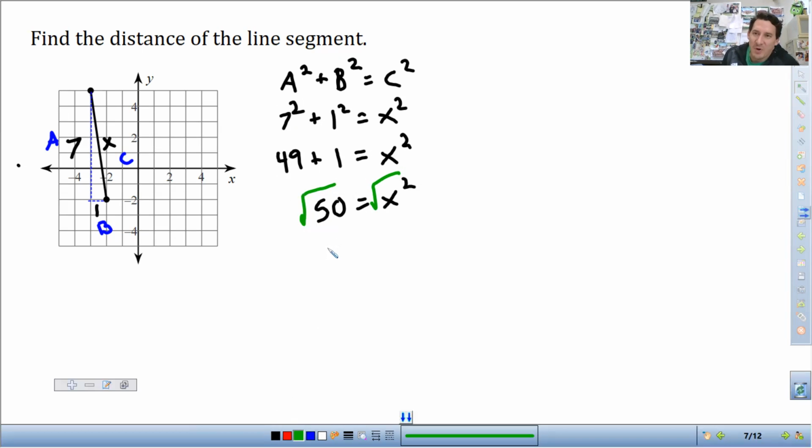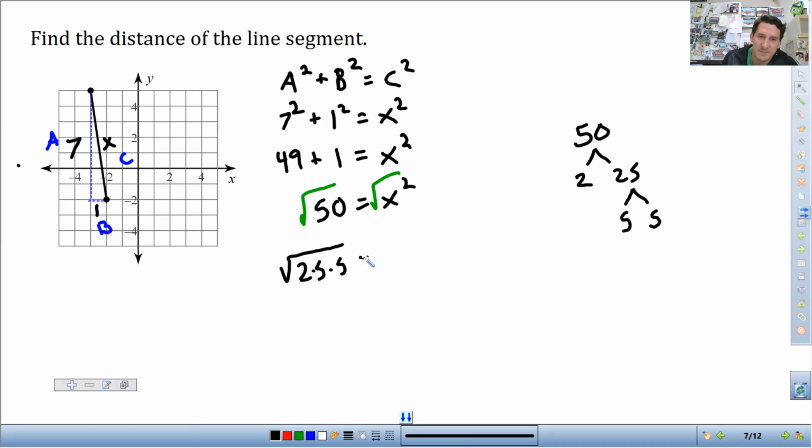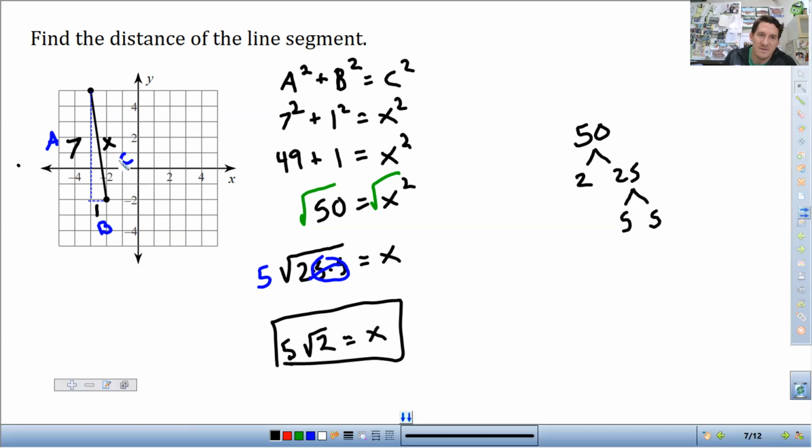Since 50 is not a perfect square, you need to do a buddy system on it. So the square root of 50, 50 splits into 2 times 25. 25 is 5 times 5. So you put those back in the radical. So 2 times 5 times 5. Look for pairs. Pair of 5s. For every pair, one goes on the outside. So you get 5 root 2 is equal to x. So the distance of C, we'll leave it as 5 root 2.